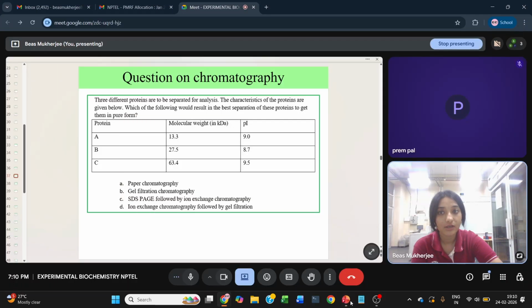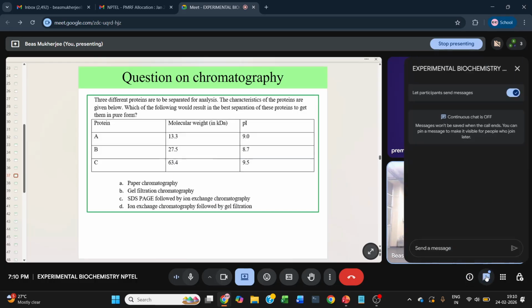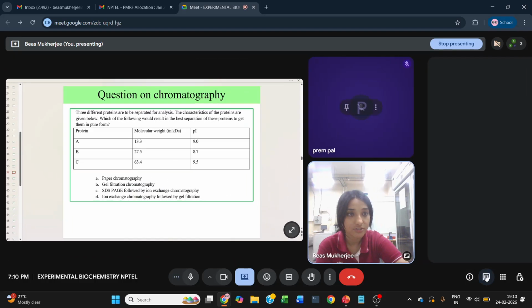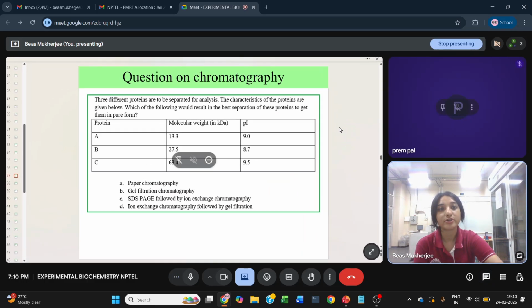Okay, now we have another question. If there are any doubts, you can ask me. Right, so a question on chromatography. Three different proteins are to be separated for analysis. The characteristics of the proteins are given below: protein A, B and C. They have three different molecular weights and they have pI. Now which of the following would result in the best separation of these proteins to get them in the pure form?